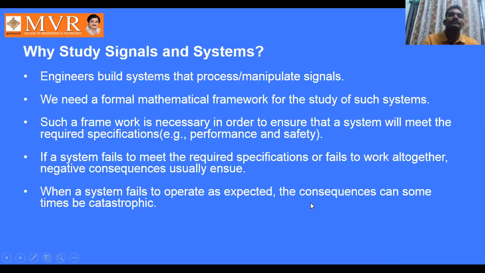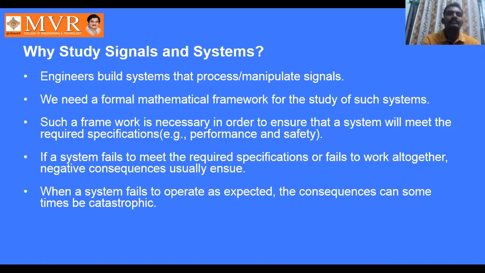Next, what is the need of studying signals and systems? Engineers build systems that process or manipulate signals. What is a system? A system is something which takes a signal as the input signal, processes it, and gives some other signal as the output signal. So a system can take signals as the input and give signals as the output.